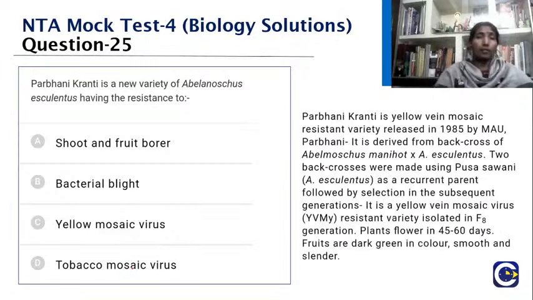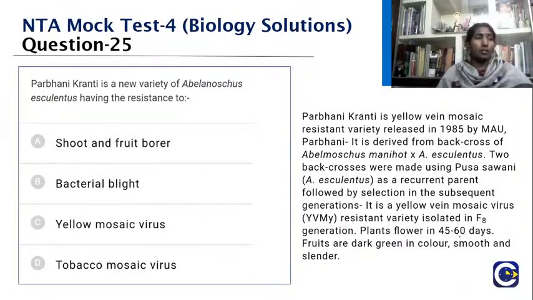So Pusa Sawani, a yellow vein mosaic resistant variety, was released in 1985 by IARI, Pusa. It is derived from a backcross of Abelmoschus manihot into Abelmoschus esculentus. So two varieties have been backcrossed, and from those we got a new variety, Pusa Sawani, with Abelmoschus esculentus as the recurrent parent, followed by selection in subsequent generations. It is quite resistant to the yellow vein mosaic virus, a variety isolated in the F8 generation. So many generations have been checked.